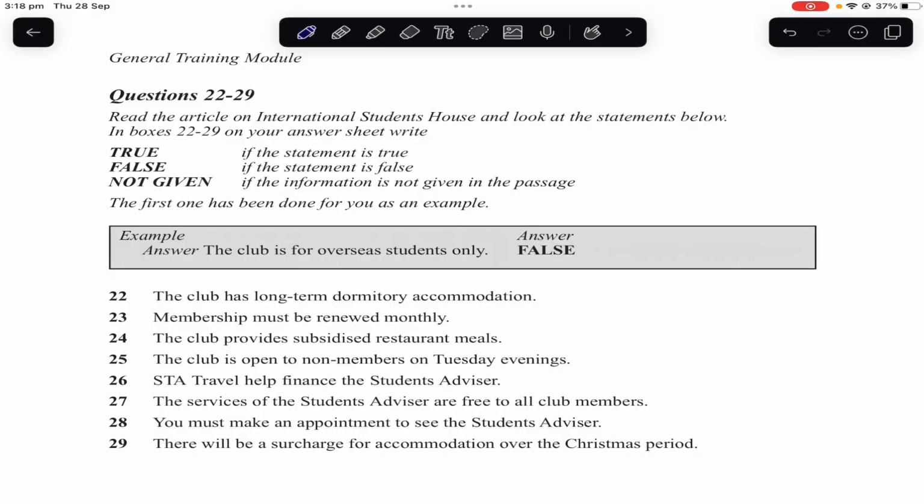So this is the topic over here. We would be looking at doing question numbers 22 to 29. What it says is it's a true, false, and not given question. So the first one has already been done for us, where we have to figure out if it's a true, false, or a not given statement. Very self-explanatory. If it's correct, it's true. If the information is different or opposite to the one given in the paragraph, it's false. And if they haven't given the information, then it's a not given.